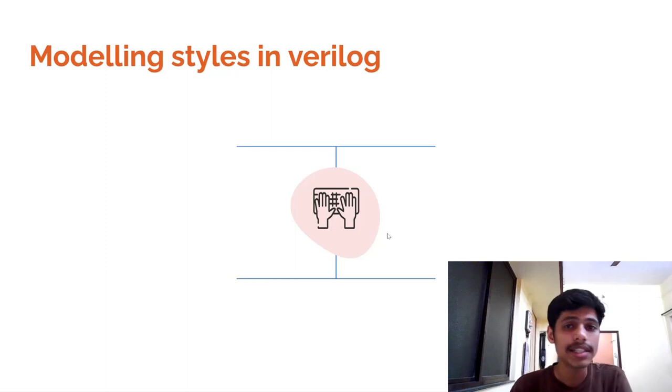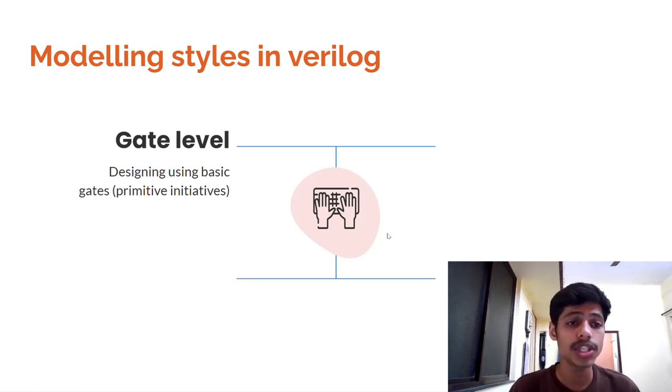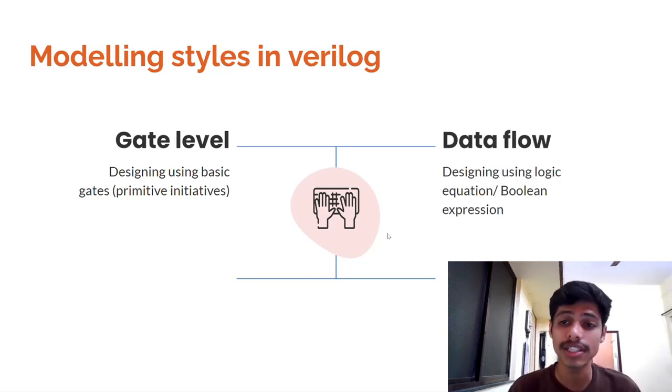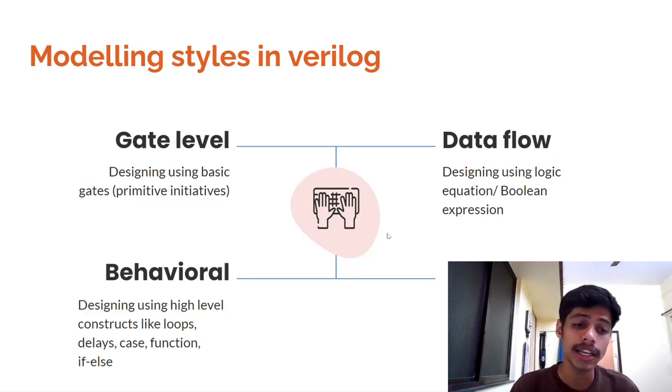So modeling styles in Verilog. We have four modeling styles in Verilog. Gate level modeling, in which designing is done using basic gates, primitive instances. Data flow modeling, designing is done by using logic equations or Boolean expressions. It is just like VHDL. Behavioral modeling, designing is done using high-level constructs like loops, delays, case statements, if else.